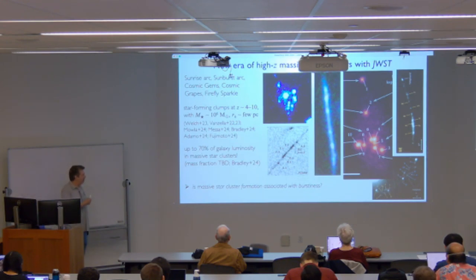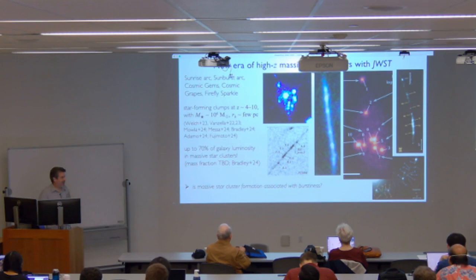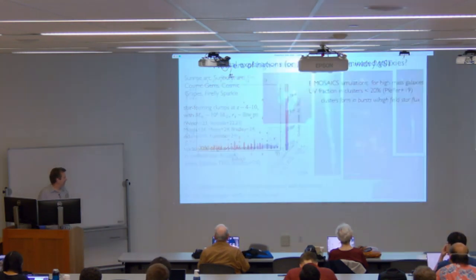So some of the questions now, of course, are that we want to get more of the statistics and the demographics of these cases, and which cases don't have these. Is this associated with burstiness, the massive star cluster formation? There's been some discussion that maybe some of these are mergers, or are they actually forming in situ? Some of the outstanding questions, I think.